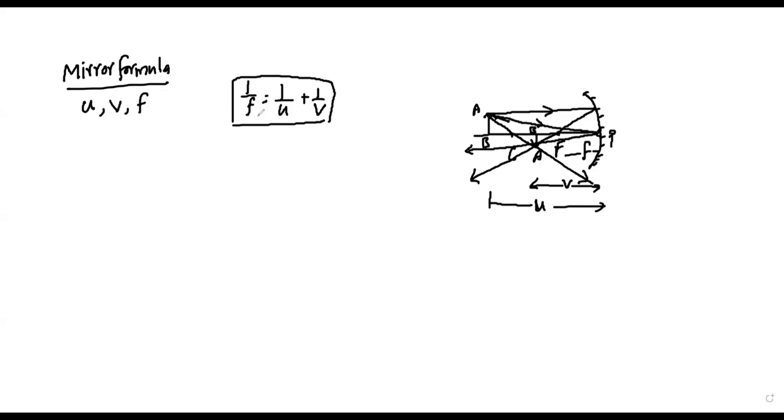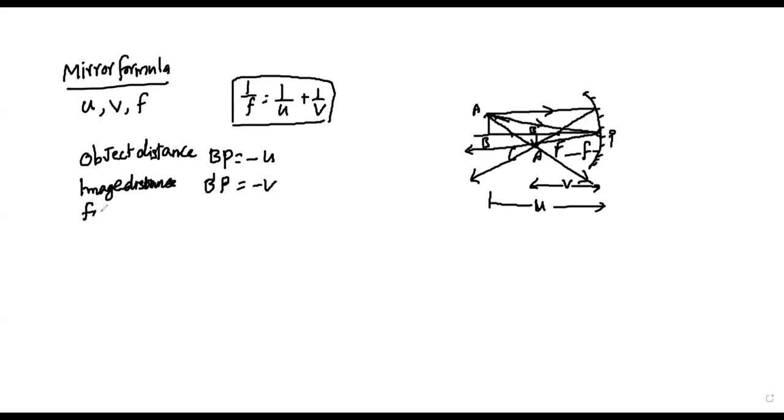As you know, the object distance BP is equal to minus U. The image distance, let's say that is B dash P, B dash P is equal to minus V, and the focal length FP is equal to minus F. The radius of curvature, that is CP, is equal to minus R, which is equal to minus 2F.